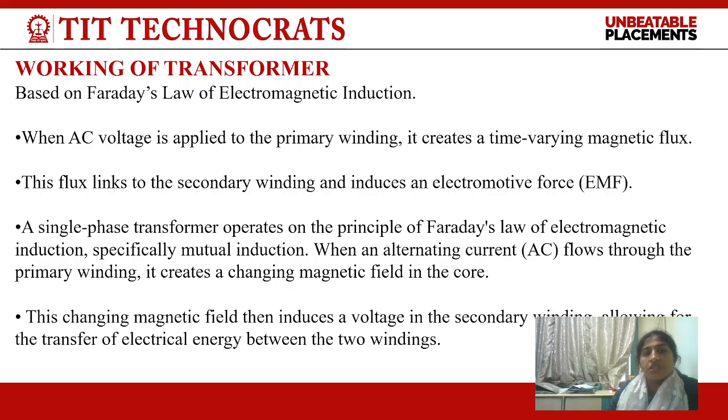When AC voltage is applied to the primary winding, it creates a time varying magnetic flux. This flux links to the secondary winding and induces the electromotive force. A single phase transformer operates on the principle of Faraday's law of electromagnetic induction, especially mutual induction. When an alternating current flows through the primary winding, it creates a changing magnetic flux in the core. This changing magnetic field then induces a voltage in the secondary winding, allowing the transfer of electrical energy between the two windings.